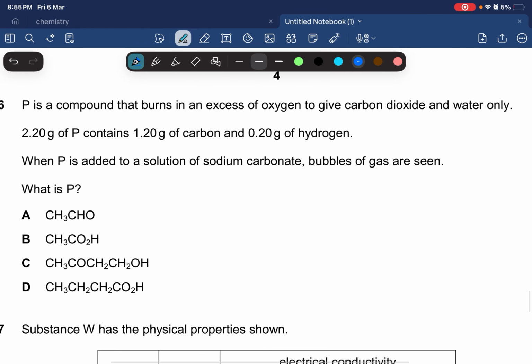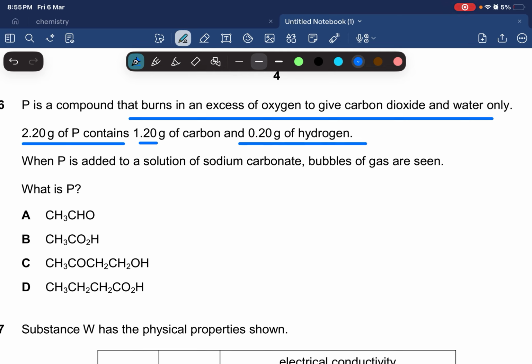Next question. P is a compound that burns in an excess of oxygen to give carbon dioxide and water only. So we're dealing with a hydrocarbon here. Okay, 2.2 grams of P contains 1.2 grams of carbon and 0.2 grams of hydrogen. Okay, so that's a very interesting question. When P is added to sodium carbonate, bubbles of a gas are seen. So we cut this aldehyde. Aldehydes are not going to react with sodium carbonate. We deal with this sodium carbonate. So over here you can see this group. What is this? This is alcohol. Not gonna give bubbles.